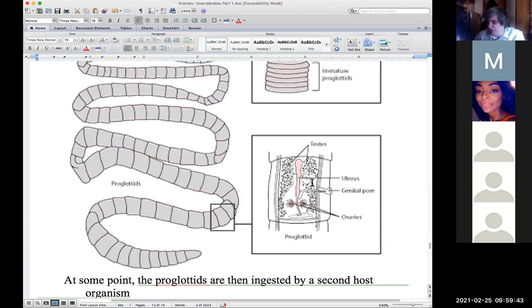The planarians, the free-living flatworms, have a digestive system. They have that gastrovascular cavity that we were talking about earlier. Why don't tapeworms need one? Oh, they're living in your small intestine. You're digesting their food for them. Why should they waste time and energy building digestive organs when you're doing all the work for them?